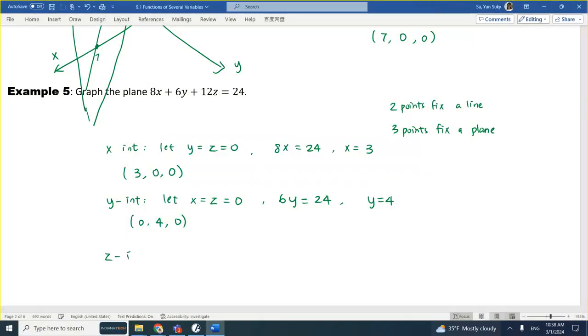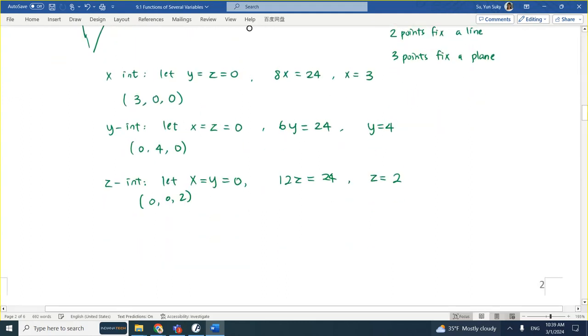So here the z-intercept, we let what? Yeah, sorry, x and y equal 0. What do we get? Yes. Then what is z? Yes, 2. So what's the point? Yeah, wonderful. Okay, now are you ready to draw it?